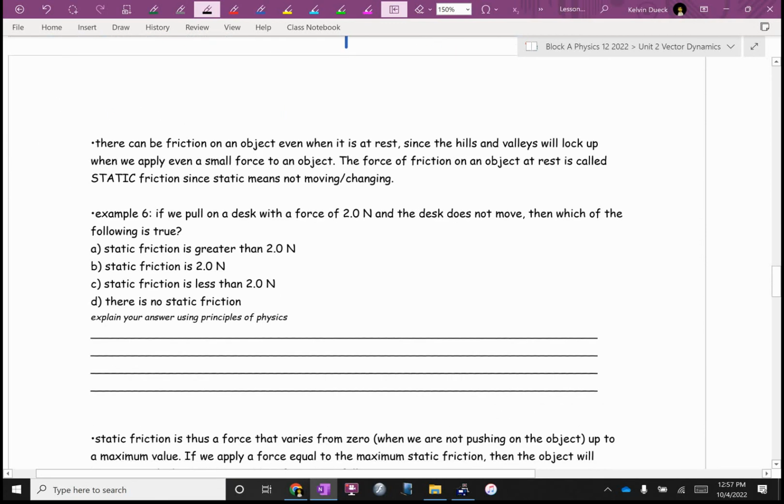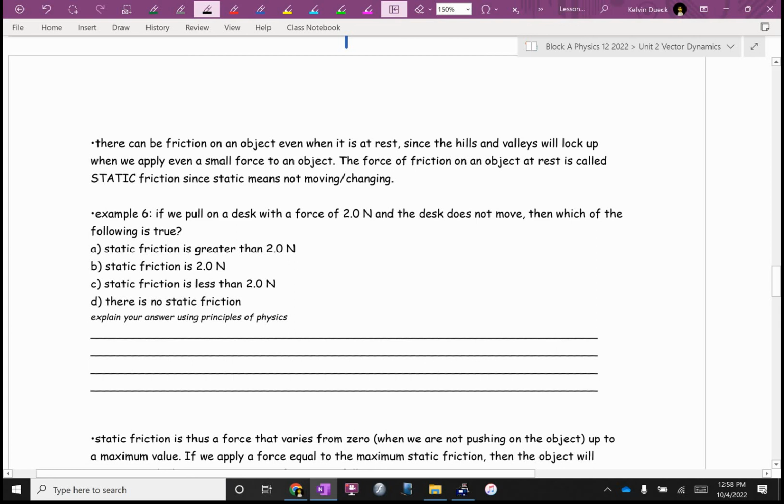There can be friction on an object even when it's at rest, because those microscopic hills and valleys will lock up. In fact, they'll lock up a little bit stronger than when you start to slide it. You may have noticed if you're sliding something heavy like furniture, getting it moving requires you to push harder than keeping it moving. That's because technically there's two types of coefficients of friction: static friction and kinetic friction.